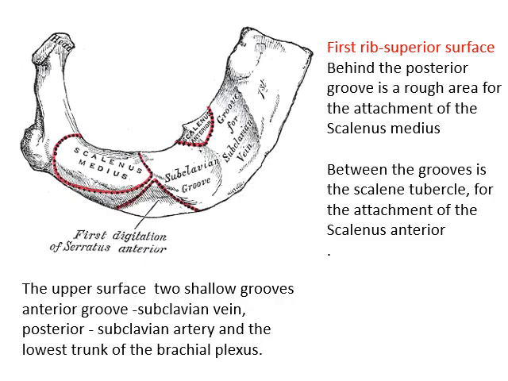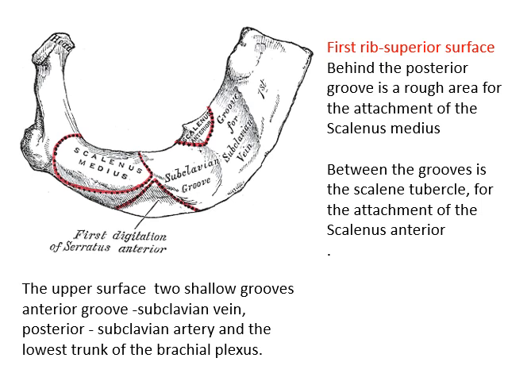Okay, so if you look at the first rib more clearly, you can see the surfaces. Here, this is the upper or superior surface. There are several grooves and areas where you can see different structures related to the first rib. On the superior surface of the first rib, you have two shallow grooves.